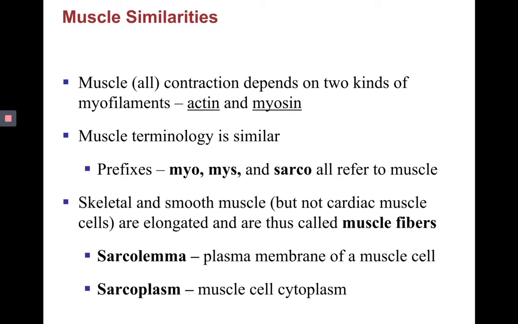Prefixes like myo, mys, and sarco all refer to muscle. That means we have new terms like sarcolemma, which means plasma membrane of a muscle cell, or sarcoplasm, which means muscle cell cytoplasm. We can even call skeletal and smooth muscle cells muscle fibers because they do not branch. So we wouldn't call cardiac muscle cells muscle fibers because there is branching apparent in that type of muscle tissue.